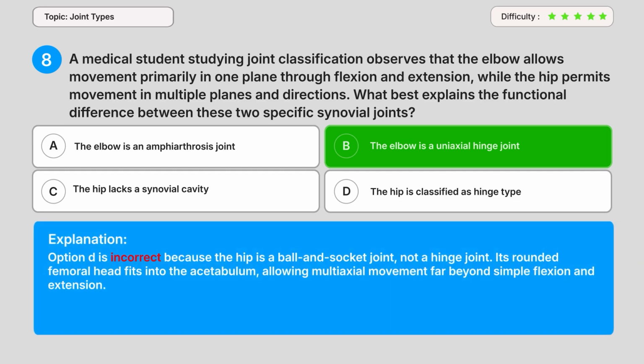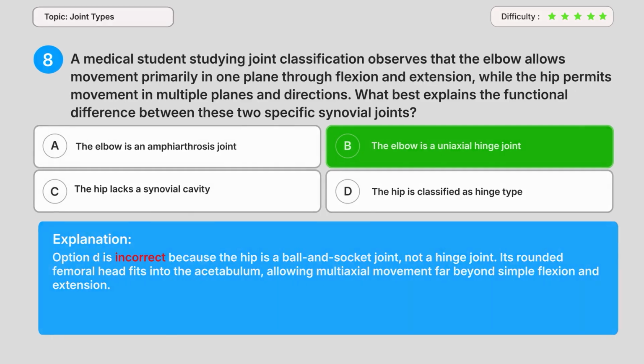Option D is incorrect because the hip is a ball and socket joint, not a hinge joint. Its rounded femoral head fits into the acetabulum, allowing multi-axial movement far beyond simple flexion and extension. This question compares two synovial joints, the elbow and the hip, and asks why one moves in just one plane while the other moves in multiple directions.